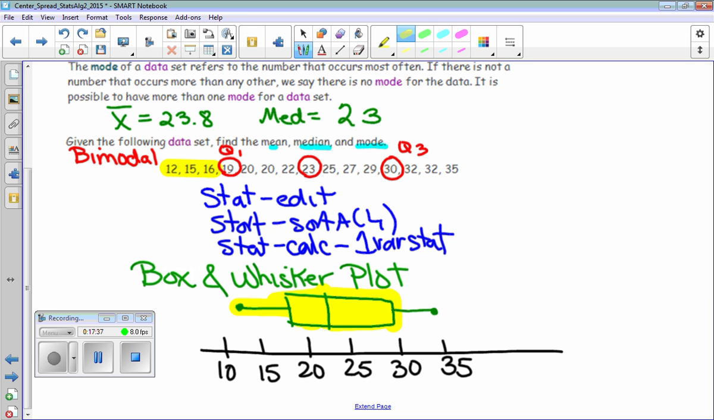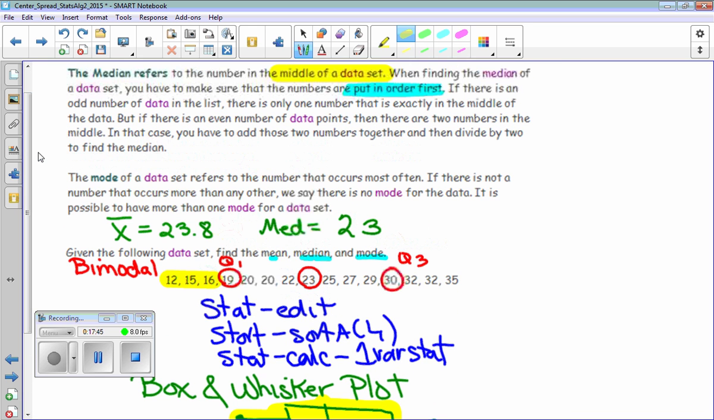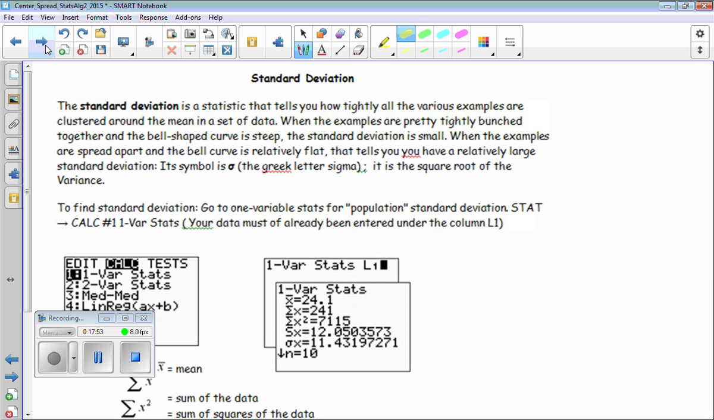But that's kind of a review, the box and whisker. That's something you should have done back in algebra. We don't see too much of that in algebra 2. Any questions about center? Middle, median, how to find it, using your calculator, the 1-bar stats, we're good. The only other thing I wanted to talk to you about today was standard deviation. So if you turn your page on the back, we have something else to talk about.